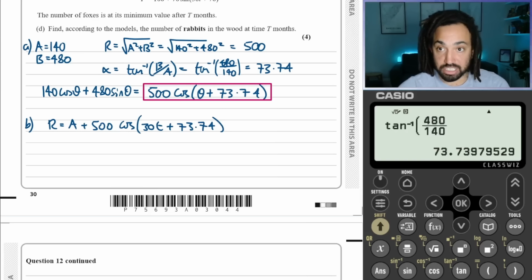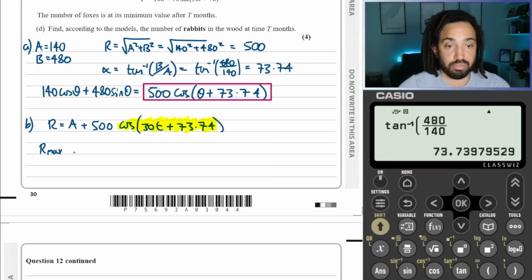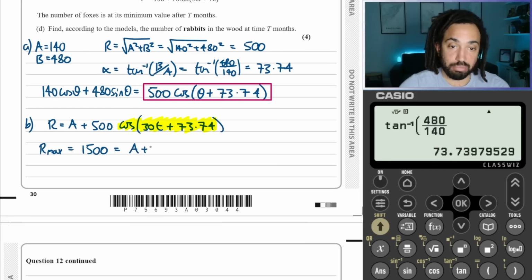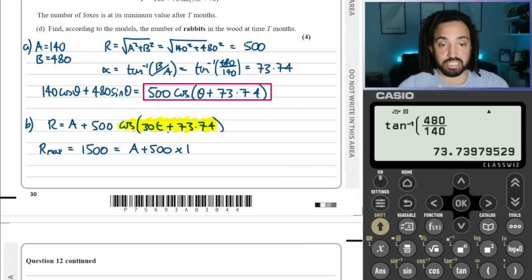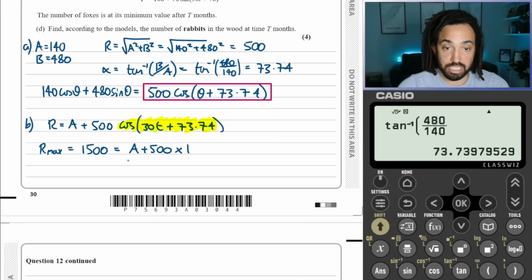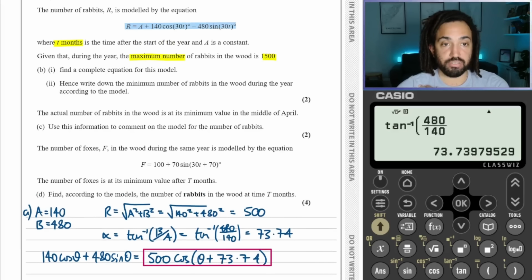Now the maximum that a cos function can be is 1. So if we are looking at R max, which we're told is 1500, then that will equal A plus 500 multiplied by 1, because this yellow bit, the biggest it could possibly be is 1, and if we want to maximise, then we're going to have to use 1. So this clearly means that A must equal 1000.